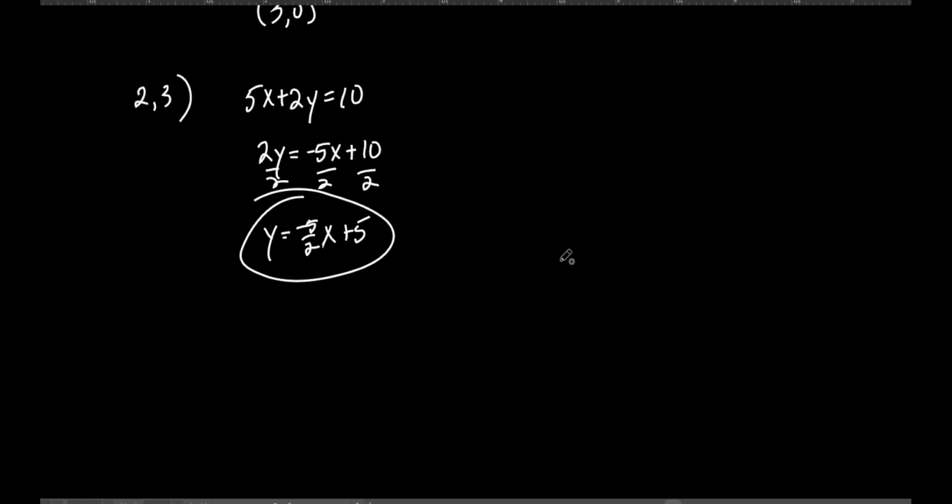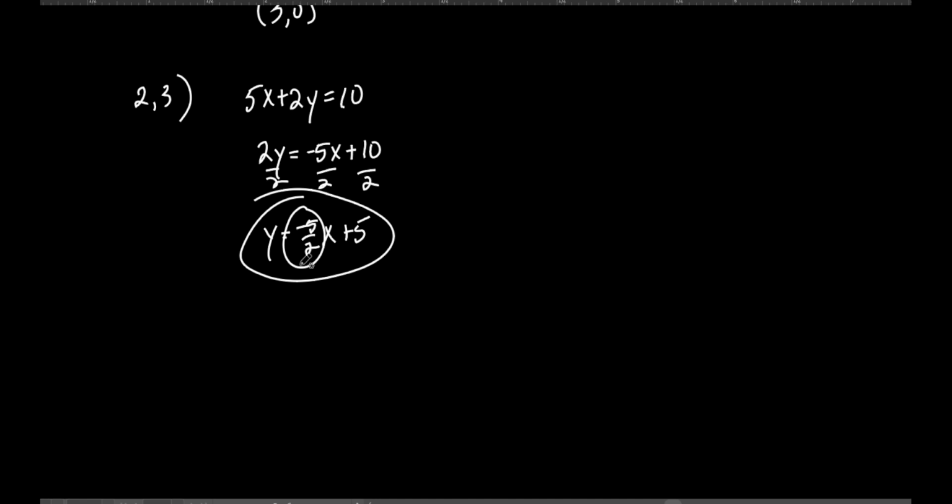Everybody okay with that? It's easy. Just get y by itself. 2 steps and you're done. Make sure you simplify. Don't leave it 10 over 2, or whatever the number is. Make sure you always simplify. There's no reason to change that to a mixed number. Keep it improper if it is an improper fraction. Sometimes it's not, but if it is, keep it that way.